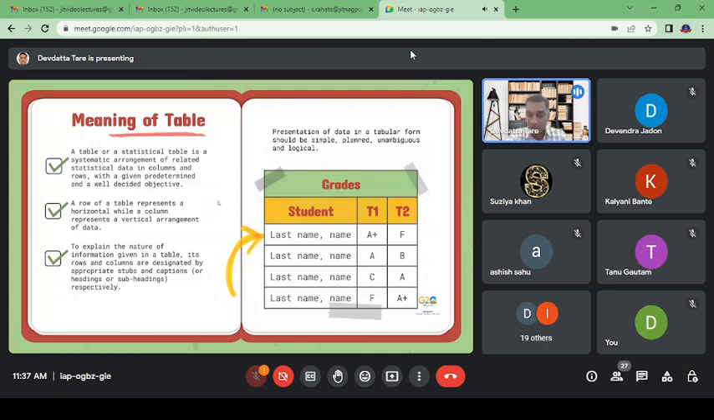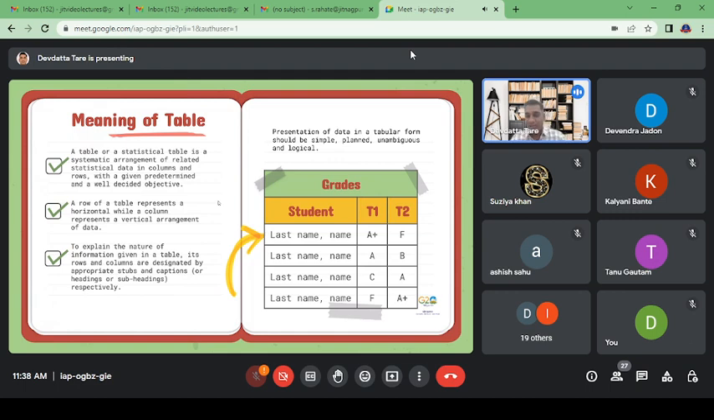Its rows and columns are designated with appropriate headings, which are known as stubs and captions respectively. As well, presentation of data in tabular form should be simple, planned, unambiguous and logical. Now what do these terms mean? Simple means first your table should fit the eyes. The moment we see our table, our mind should be able to comprehend what data it is able to give. Second, it should be planned.